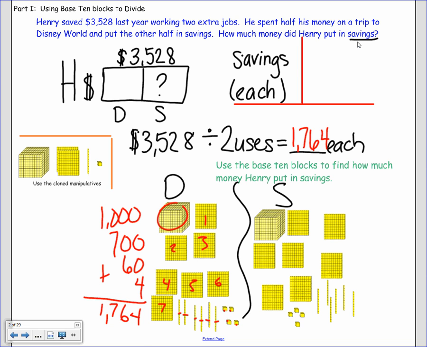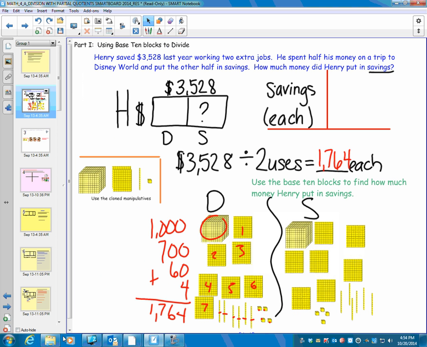Okay, that is how we reviewed the basic division using the manipulatives. The next video will go over specifically adding in the area model.